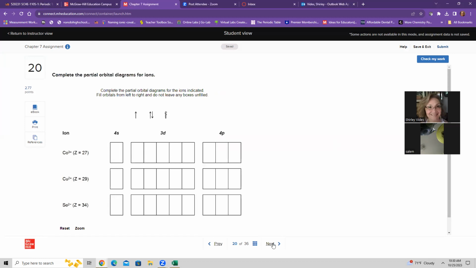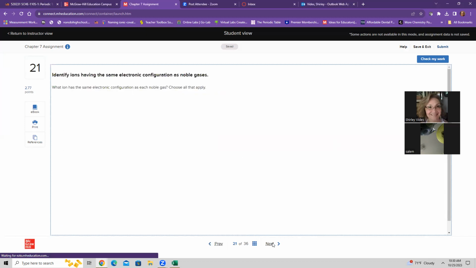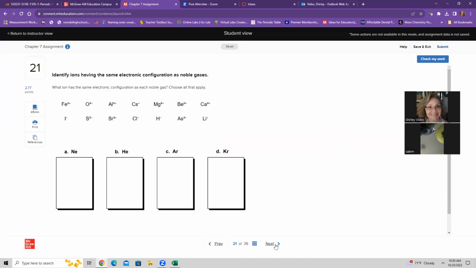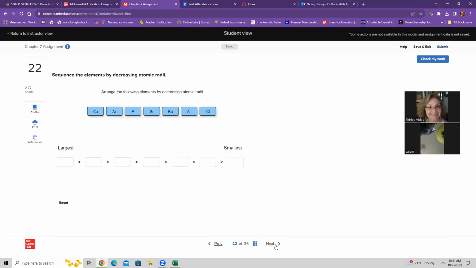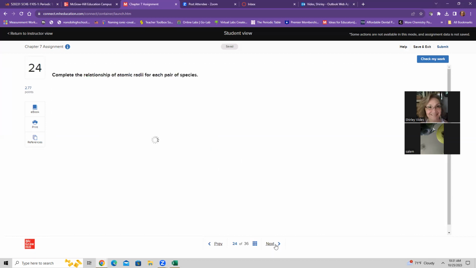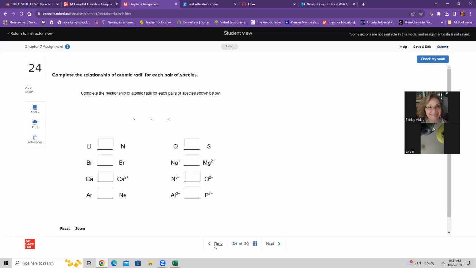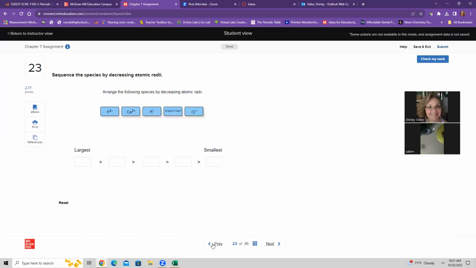Okay, this we haven't done. We have not done ions, so we're going to skip this one. That's coming. Ions have the same electron configuration as their noble gases; remember, I keep pointing that out every time. These we have done. Periodicity, we don't need to do that one unless you want to. Okay, let's go back and do one of those just for fun.